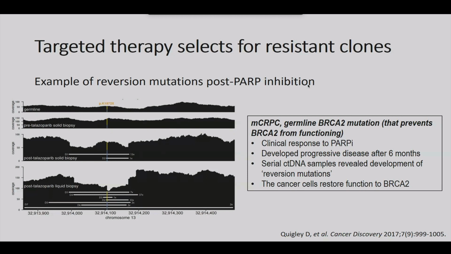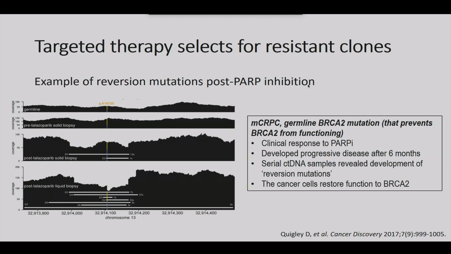So a reversion mutation is when the cancer itself has corrected or literally reverted the mutation to restore BRCA2 function. So normally it's a small deletion that cuts out the original mutation and restores the reading frame of BRCA2. And so in a patient with a germline mutation, what that means is the cancer becomes the only cells in the body that don't carry the germline mutation.